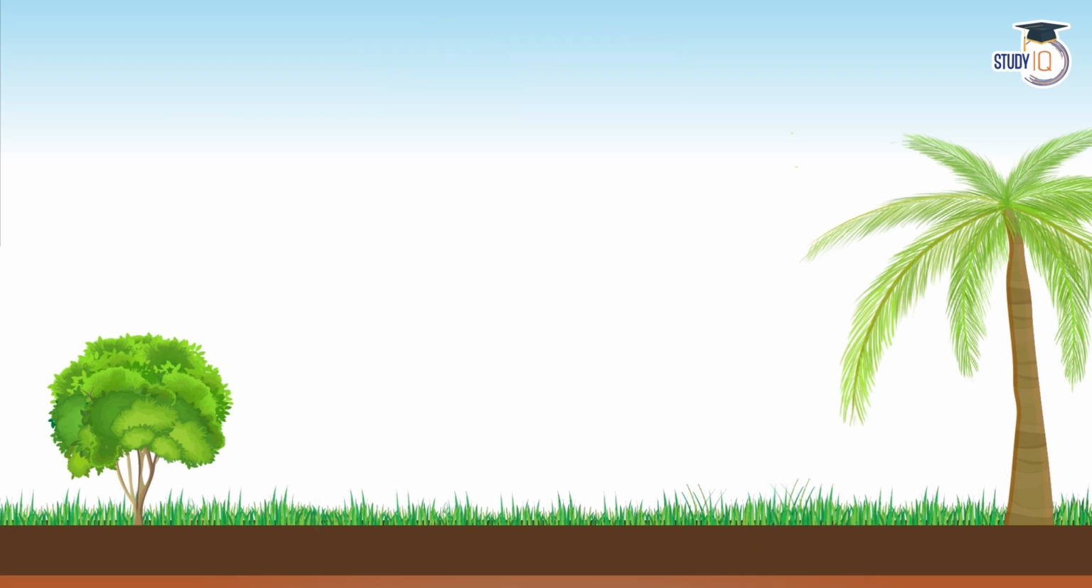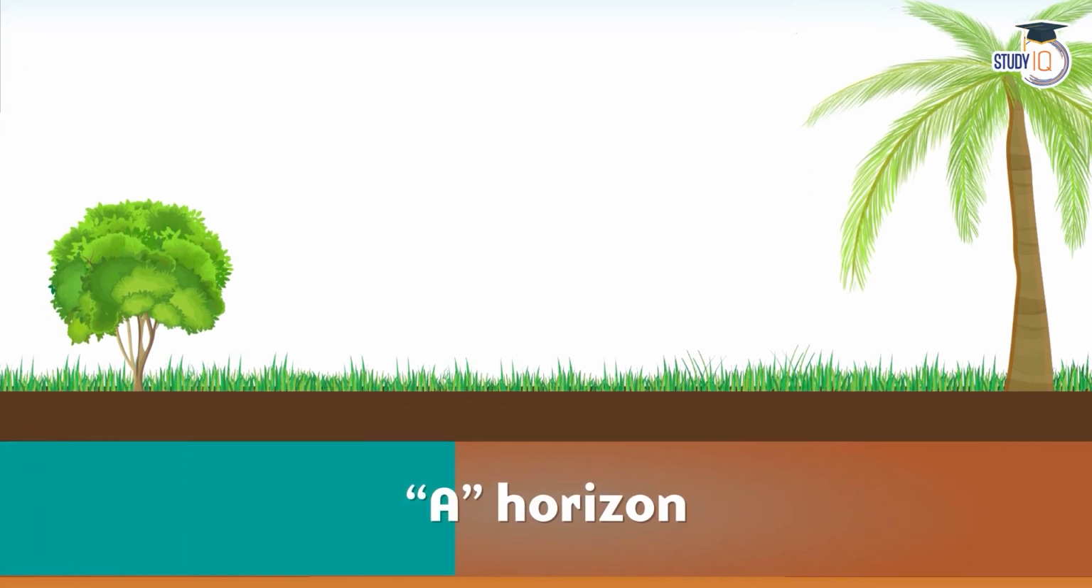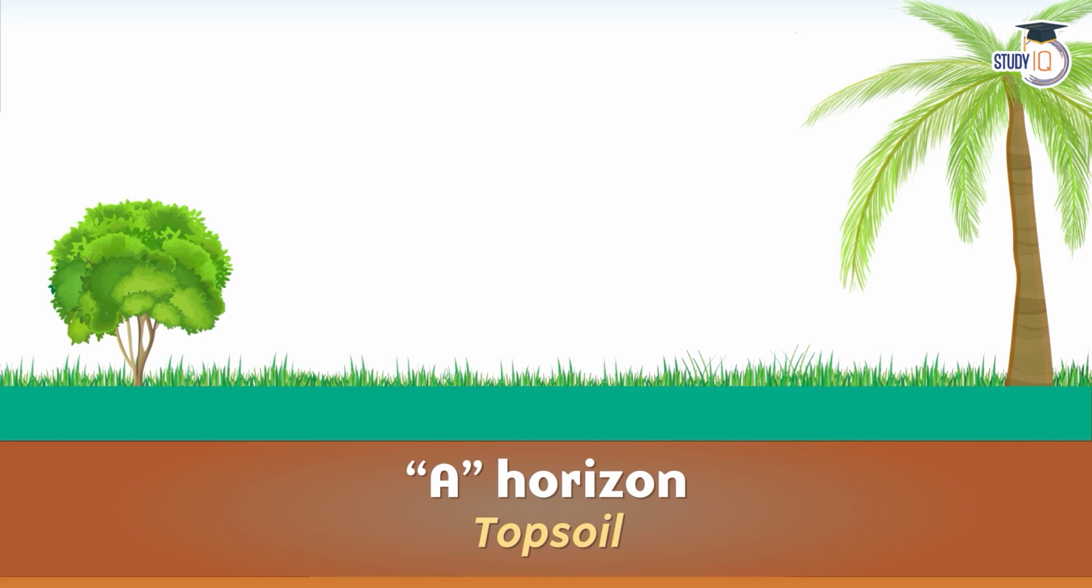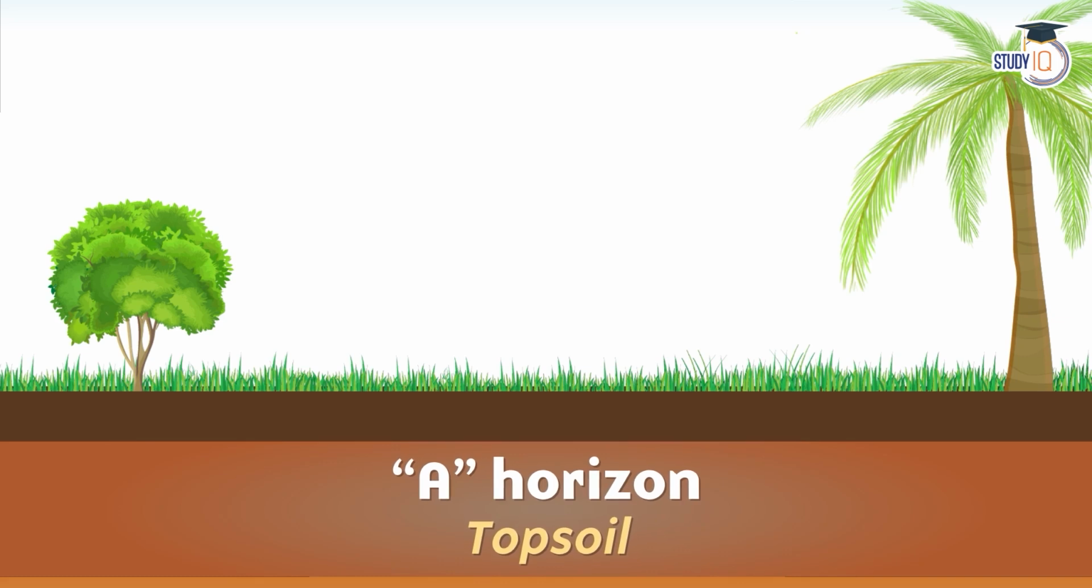After the O horizon, the next layer is the A horizon. That is this part. This layer is also referred to as topsoil, but it's not at the top. Then why do we name it so? It's because the layer is actually the first layer of soil, though the O horizon occupies some part at the top. That is the reason why it's called the A horizon.